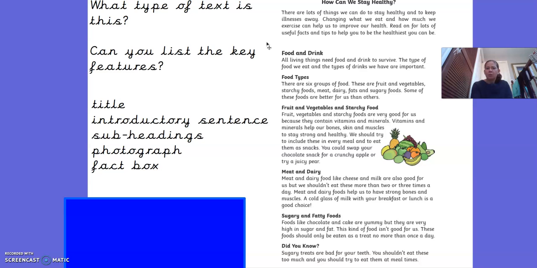Changing what we eat and how much we exercise can help us to improve our health. Read on for lots of useful facts and tips to help you be the healthiest you can be. Then our subheadings are food and drink, food types, fruit and vegetables and starchy food, meat and dairy, sugary and fatty foods. And then our photograph is here. And then our fact box, it's like an amazing fact, our "did you know" at the bottom. So we've talked a lot about this at the end of term 3, so hopefully lots of it will be familiar to you.